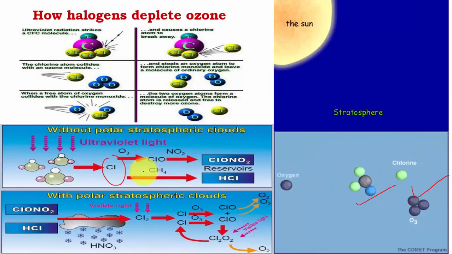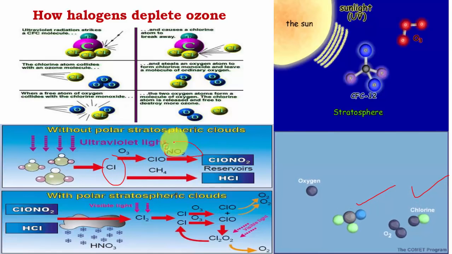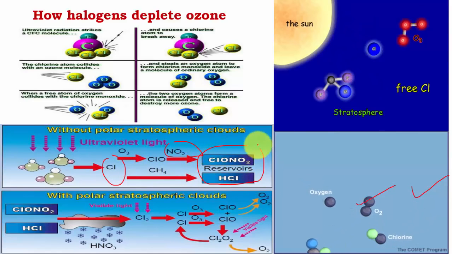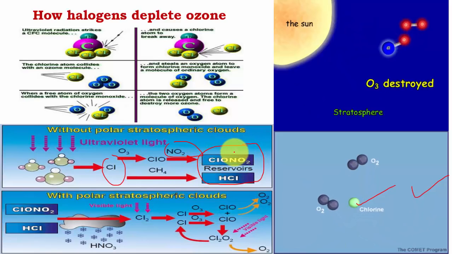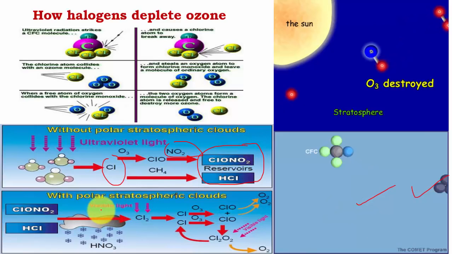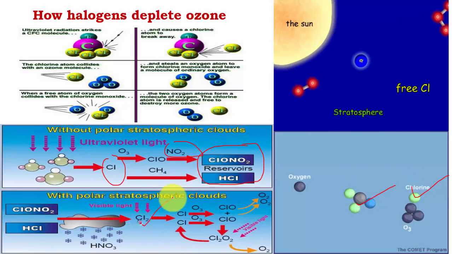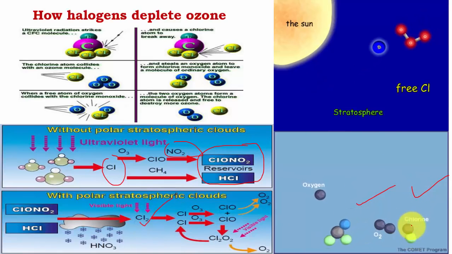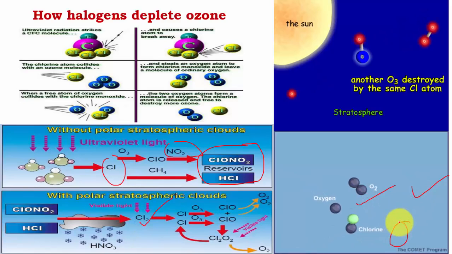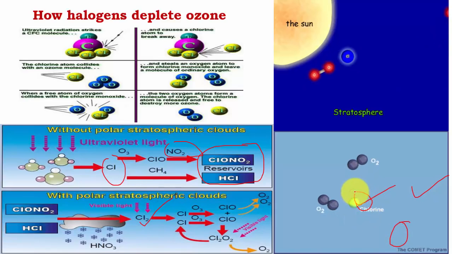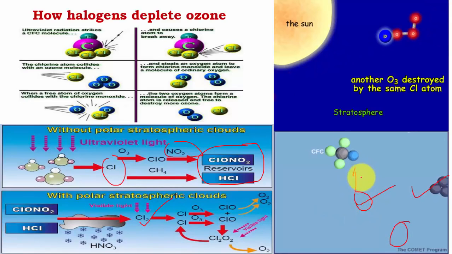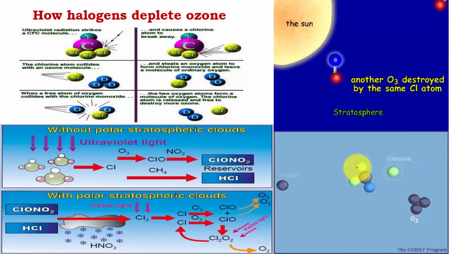When a free chlorine atom reacts with NO2, it gets fixed in a reserve, so the damaging effect is reduced. But when the polar stratospheric clouds are present, under the influence of nitric acid, the chlorine atom is set free again. We can see how a chlorine atom peels off an oxygen atom, becomes free again, and then captures one more oxygen atom. So this is a continuous process.